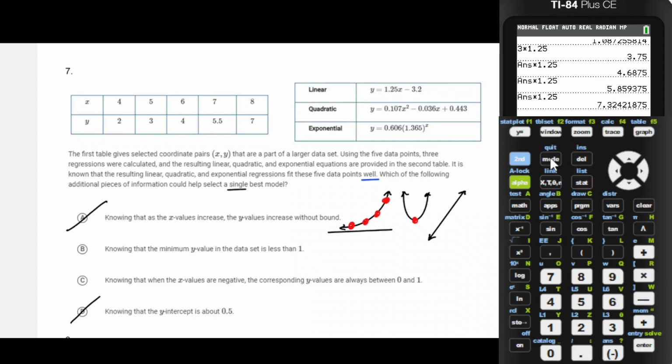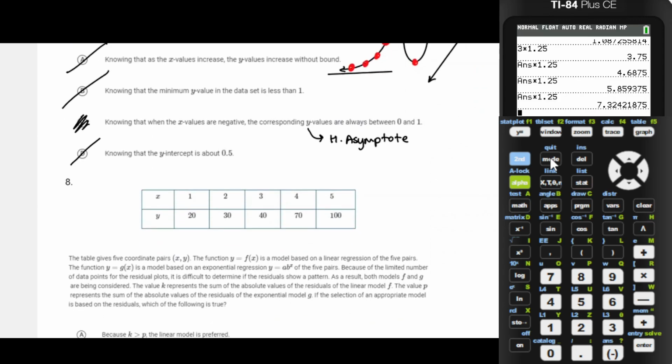But if we knew that for all x less than 0, y was stuck between 2 values, that would mean we had a horizontal asymptote. Wait, I was crossing out that one. This is basically implying that we've got a horizontal asymptote, I guess, or it's sinusoidal. But they didn't offer that as an option. So it looks like there's going to be a horizontal asymptote. The only one of these that has a horizontal asymptote is exponential, so that's how we could choose a single model. I kind of liked that one.